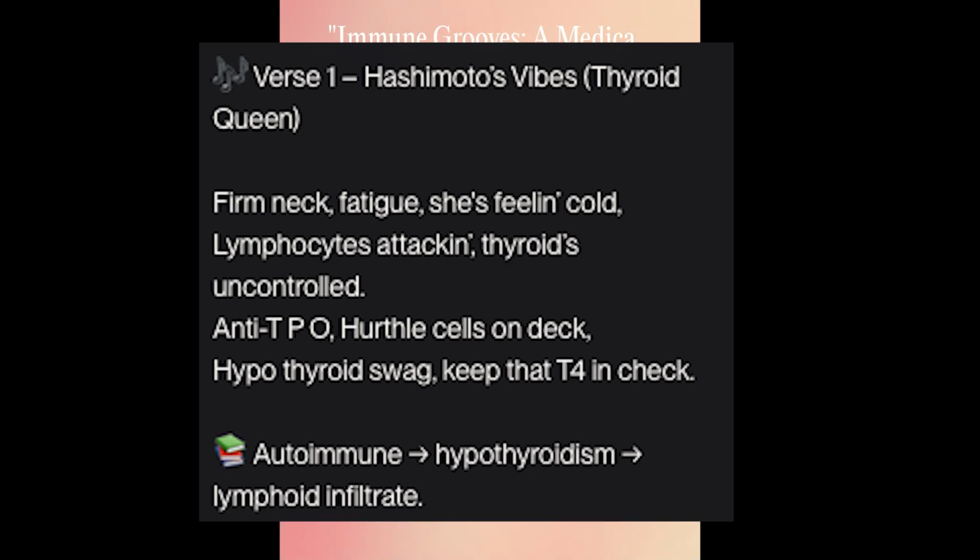Firm neck fatigue, she's feeling cold. Lymphocytes attack and thyroid's uncontrolled. Anti-TPO, hurt the cells on deck. Hypothyroid swag, keep that T4 in check. In autoimmune hypothyroidism, lymphoid infiltrate.